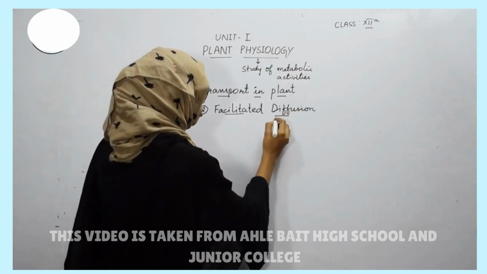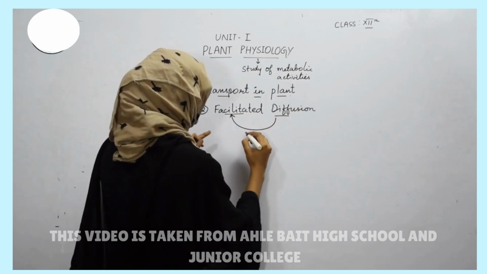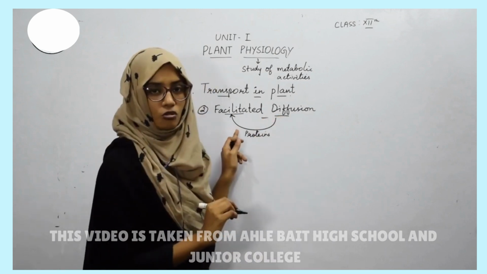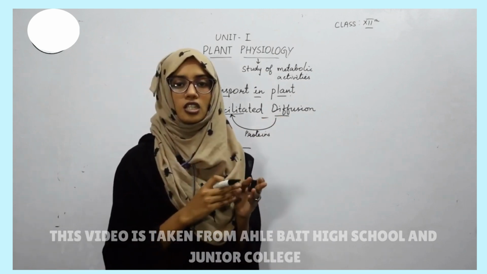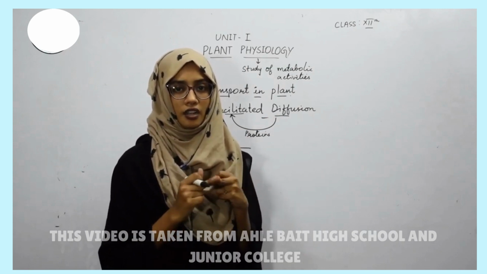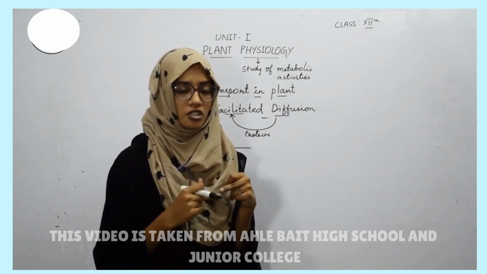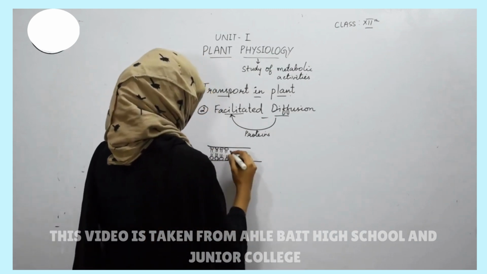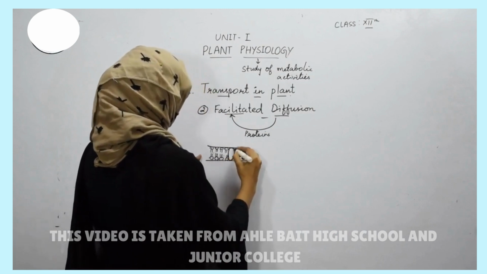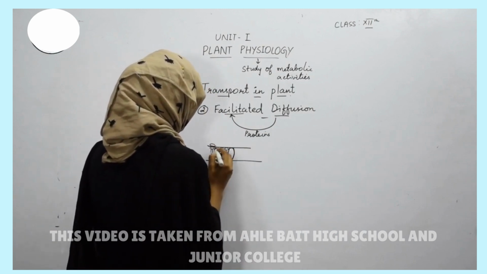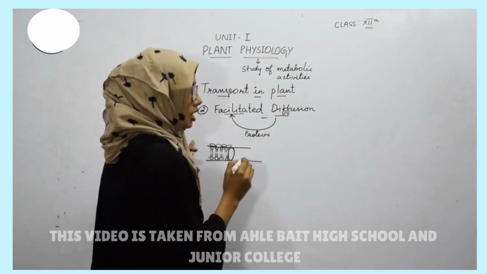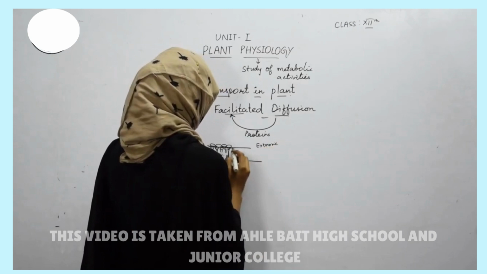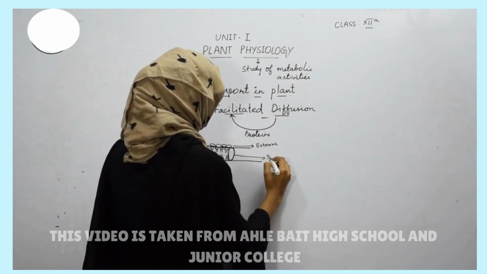So if the diffusion is carried out or is facilitated by some proteins, then it is called facilitated diffusion. And we know the molecules which need to get transported are entering into the cells. The plasma membrane is made up of phospholipids, and it shows some proteins inside and some proteins outside. The proteins which are present outside are called extrinsic proteins, and the proteins which are found inside the membrane are known as intrinsic proteins.